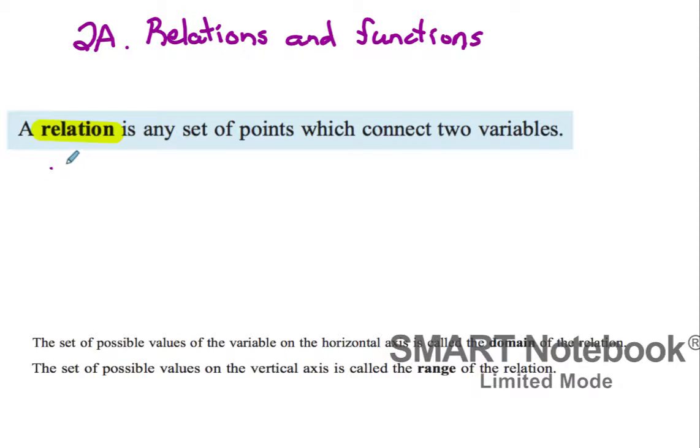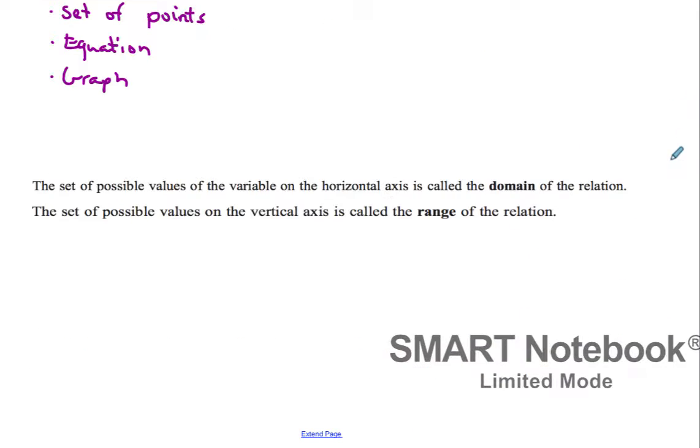There are three ways that we will see relationships. The first one is you will see a set of points, just a grouping of points. The second method of describing a relationship is to write an equation. And the third is a graph of the relationship. So plot the values.